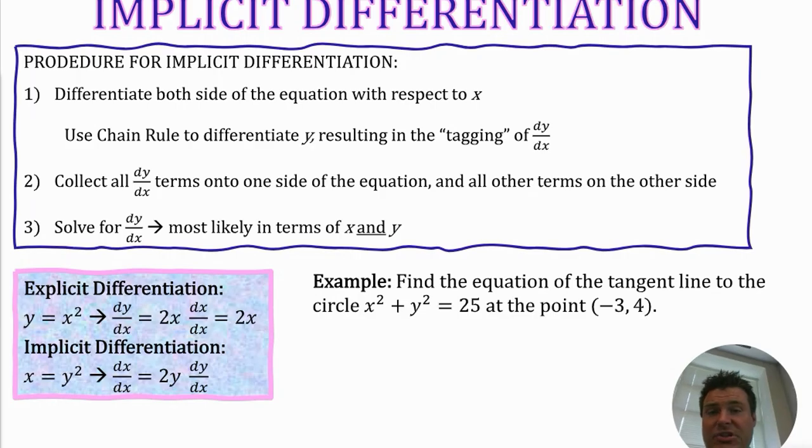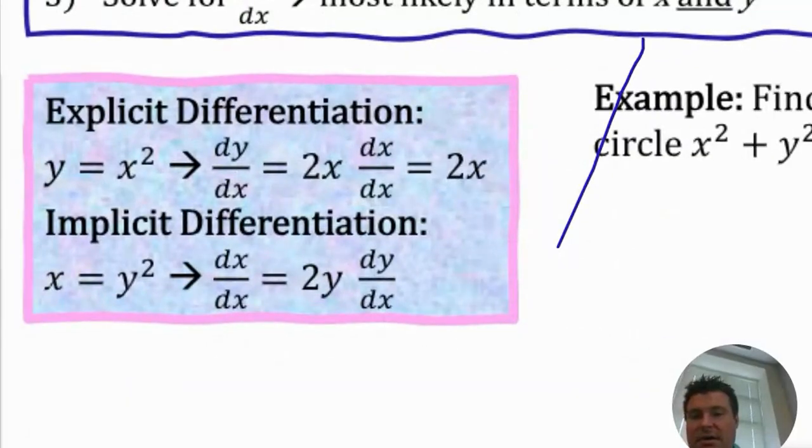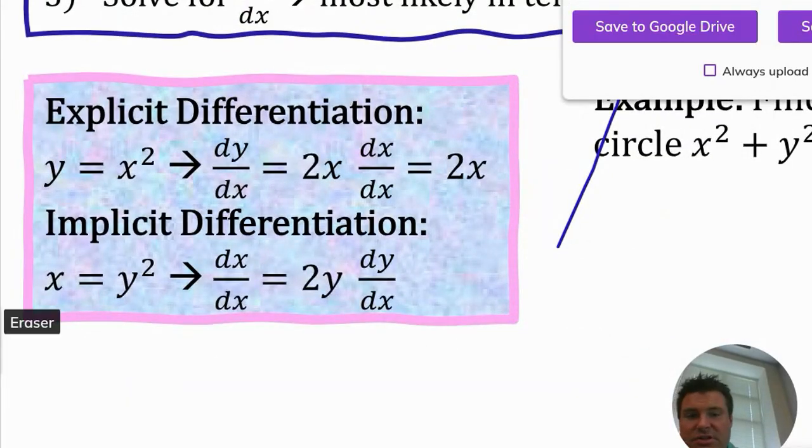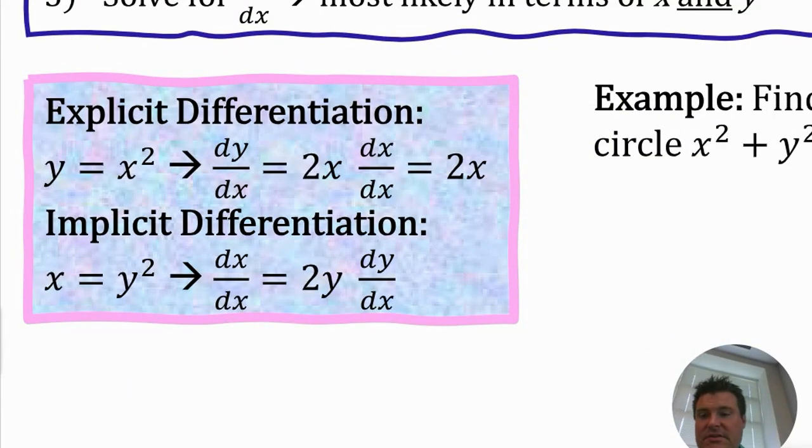So implicit differentiation is a type of differentiation where we have y values, not just as y equals, but y values on both sides of the equation, or we're doing some stuff to the y's, such as multiplying y's, adding y's, squaring y's, whatever. Examples of that are going to be right down here. You can see the explicit y equals x squared, but the implicit version would be x equals y squared.